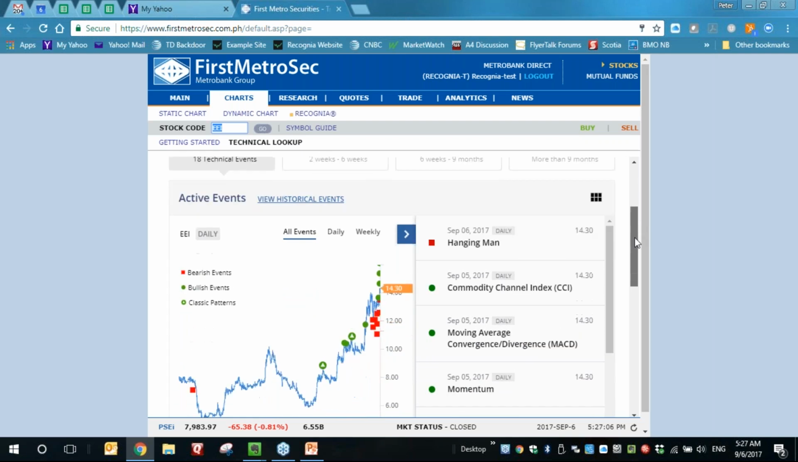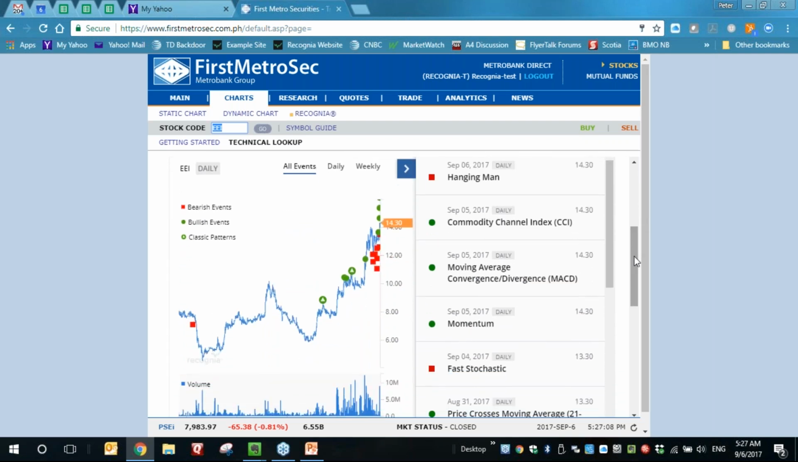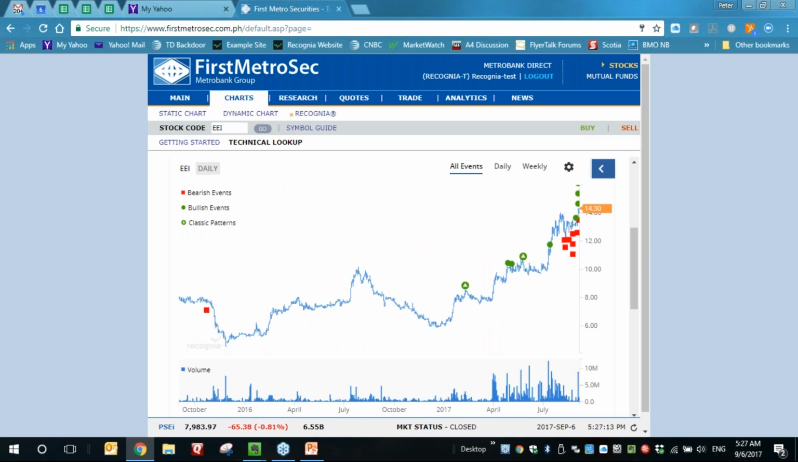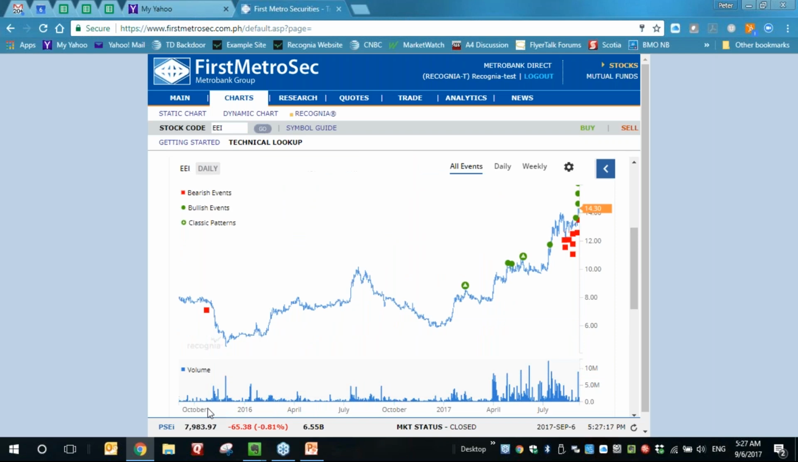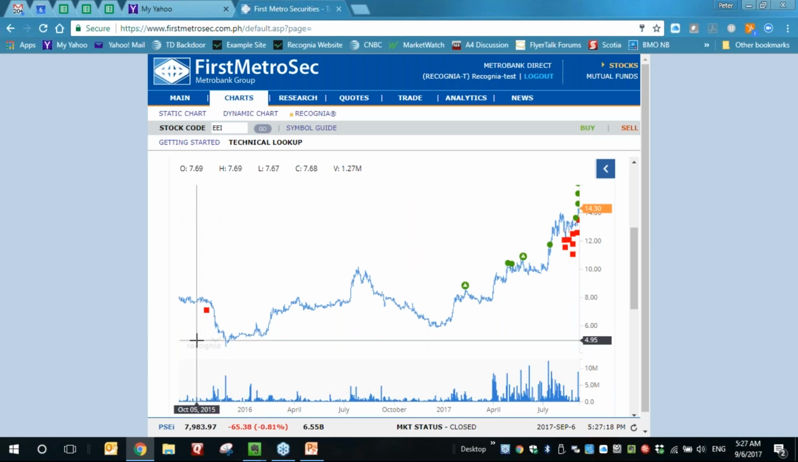If I come down here, here is a price chart. I'm going to click this little arrow here just to make the price chart a bit bigger. You'll notice that we have a history going back all the way to October 2015. Ever since late November 2015, this stock has been in an uptrend. It's had a few ups and downs along the way, and the uptrend really started right here about January 2017. But since January, the stock has moved pretty aggressively in the upward direction.